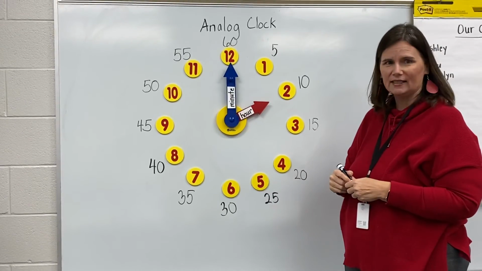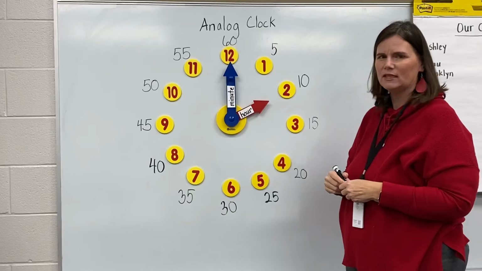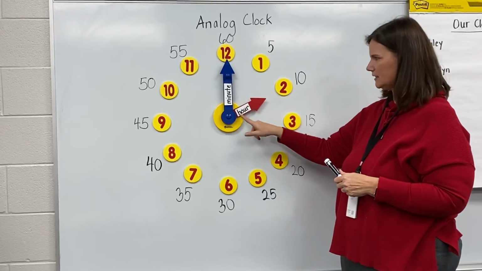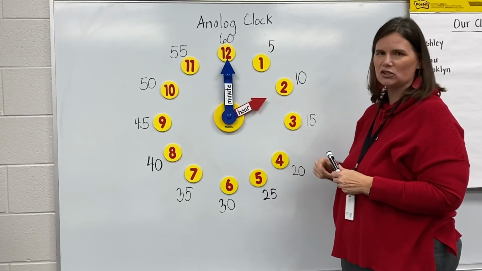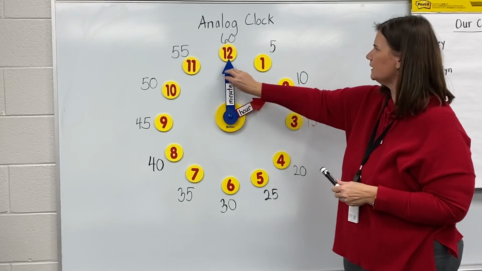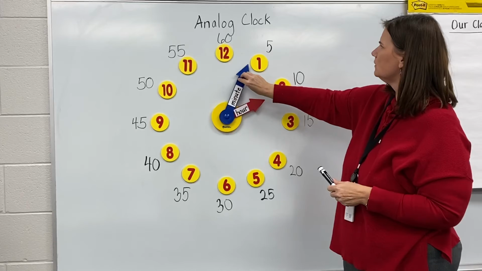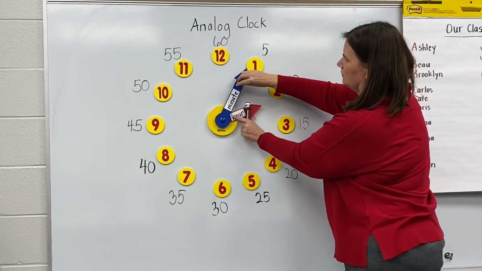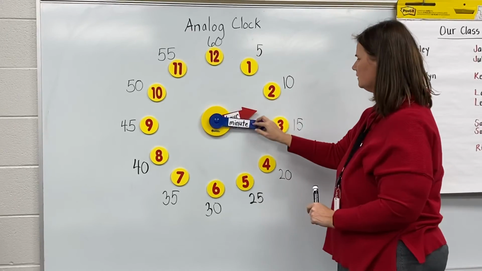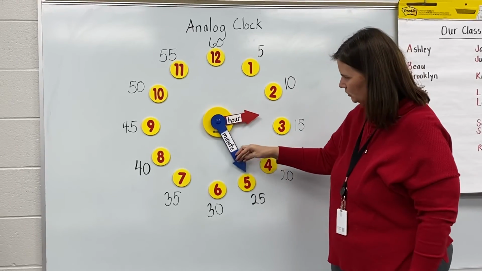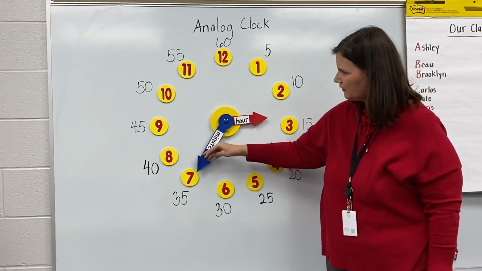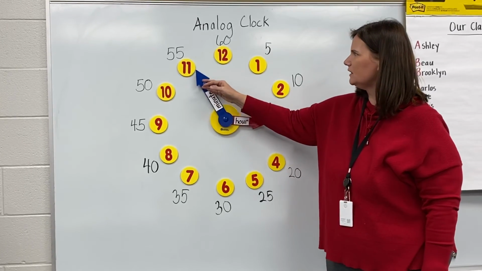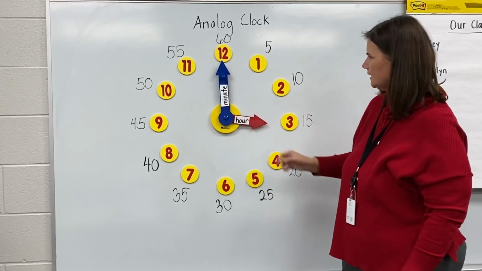All right, you ready? Let's go around the clock again. What time is it now? Let's look at our hour. It is 2 o'clock. You ready? 5, 10, 15, 20, 25, 30, 35, 40, 45, 50, 55, 60.